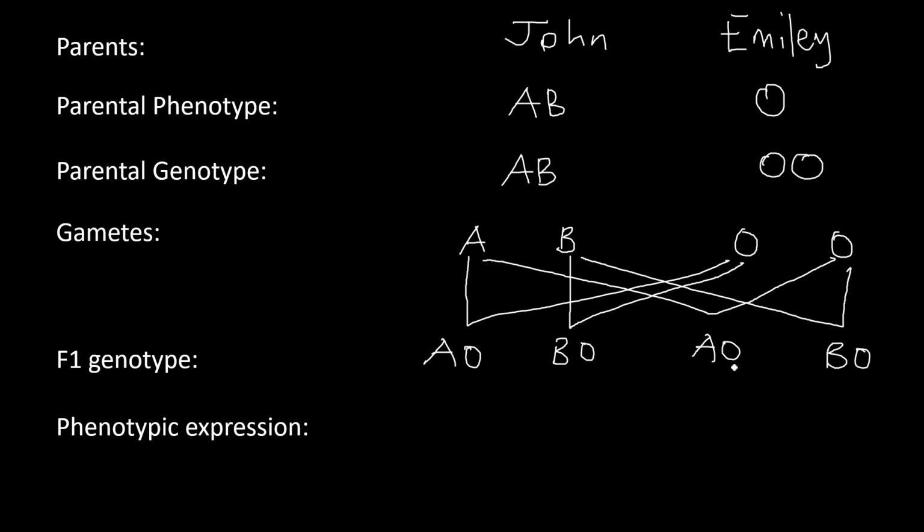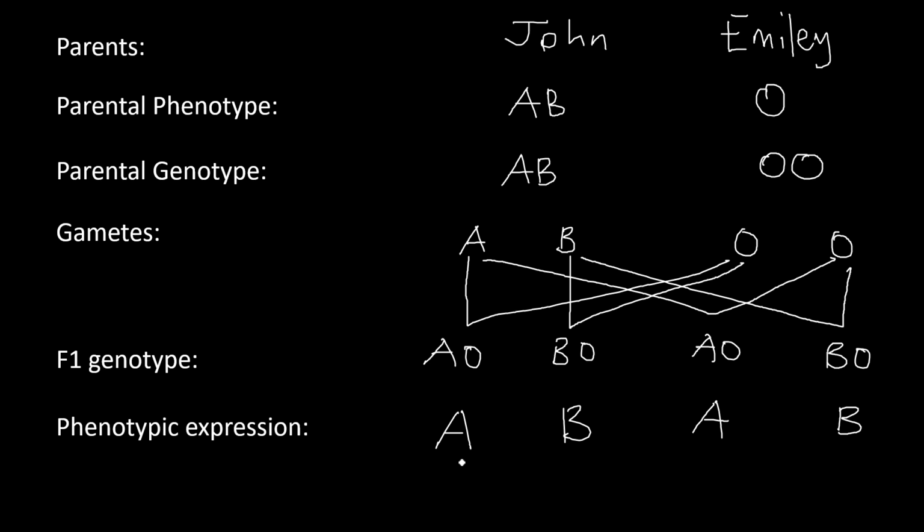Now remember, in terms of blood groups, if these are the first filial generation, their genotype, what would be the phenotypic expression of it? Now, in terms of the phenotypic expression, AO represents blood group A, BO represents blood group B, AO represents A, BO represents blood group B. Good. So here we have it, clear and obvious.